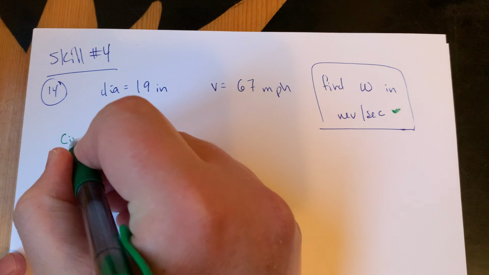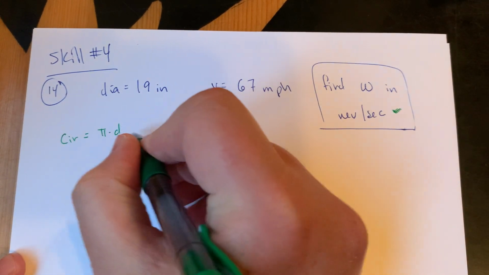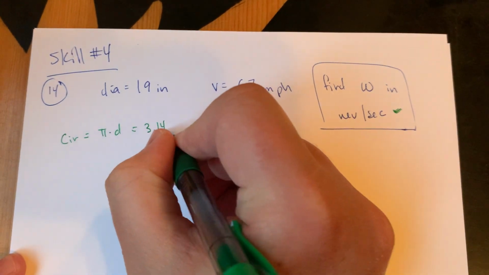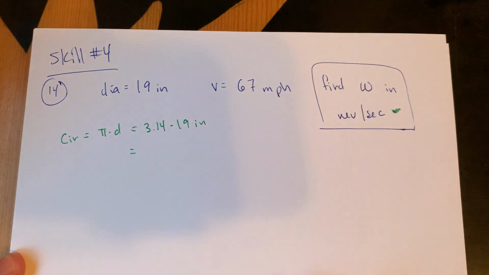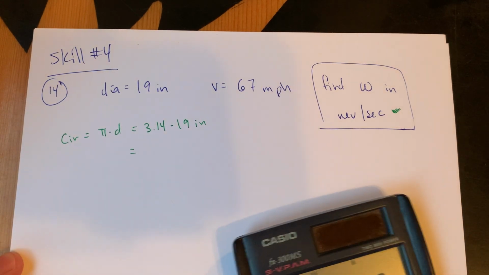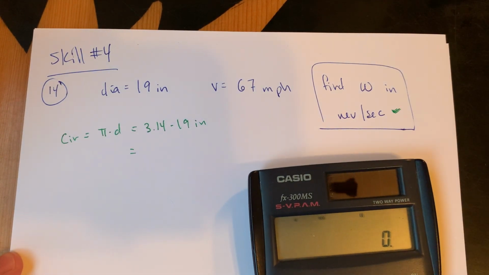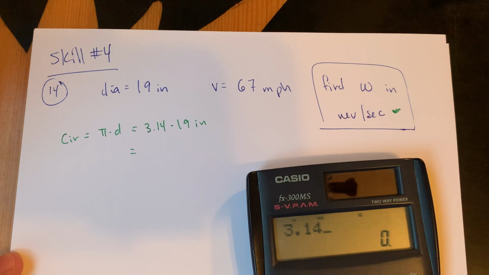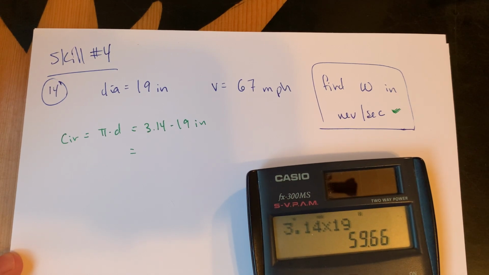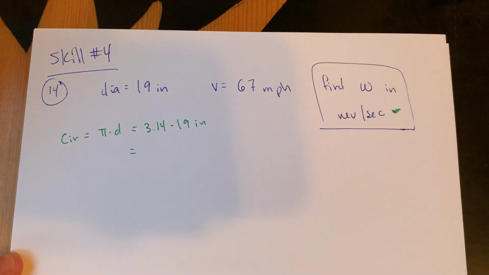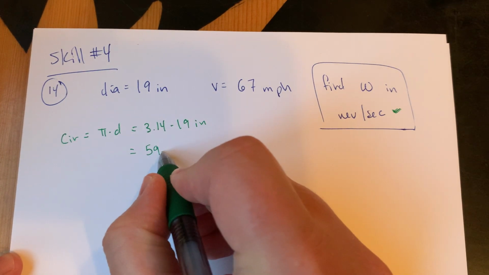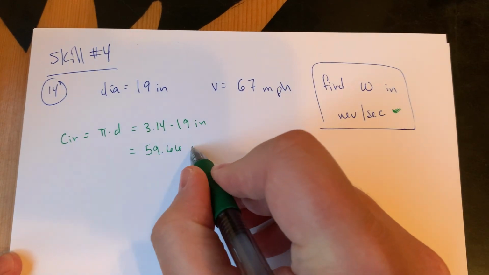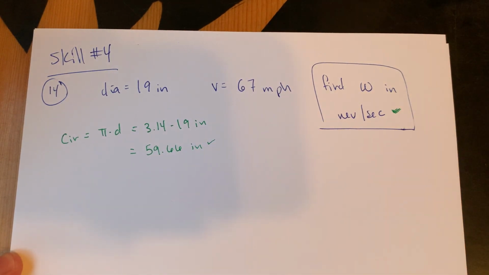So as always, I need my circumference first, pi times diameter. This is actually the same number we had in one of our previous examples. I don't remember what it was. It was like 59 something. 3.14 times 19 is 59.66. Not the worst memory in the world. So 59.66 is my circumference in inches.